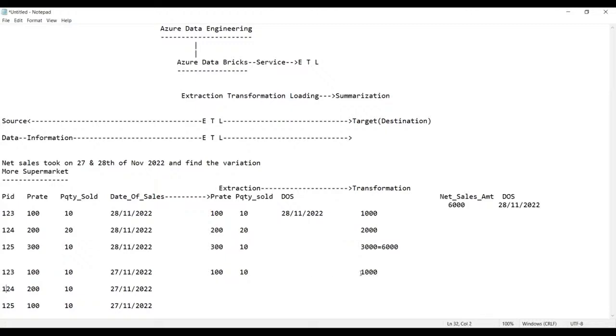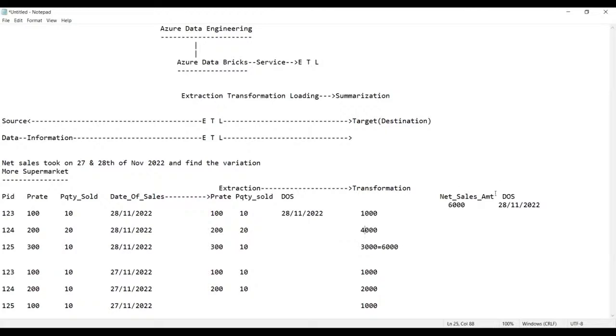Next one, what is the calculation you have? 200 into 10 means what? 2000. Very good. So use it as 200 into 10 is equal to 2000. Very good. Then 110, 1000. Very good. 1000. I think it is 4000 now.